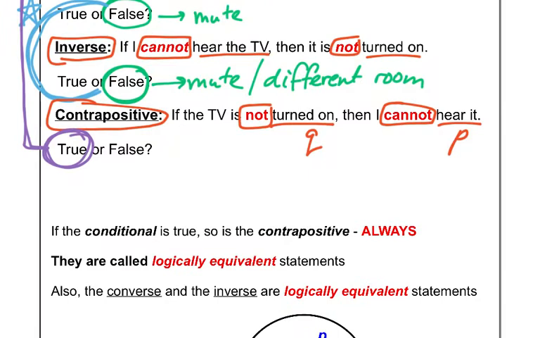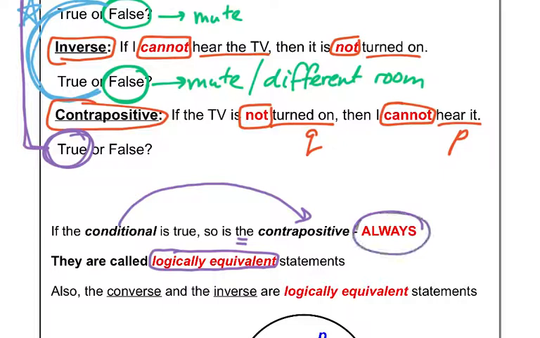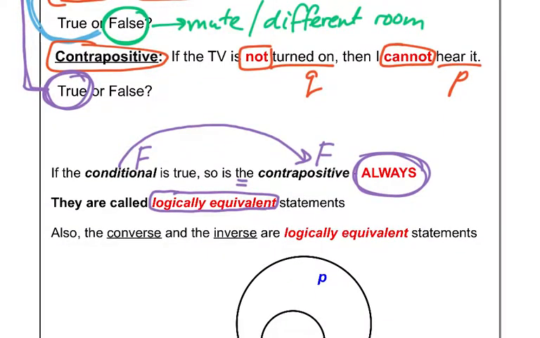That's important because we're going to say that the conditional and the contrapositive are always logically equivalent, meaning equivalent as in equal, and logically as in talking about true or false. So if the conditional is true, then the contrapositive is always true. If one of them is false, the other has to be false. And the same thing happens with the converse and the inverse: they are also logically equivalent. If one is true, the other is always true as well.